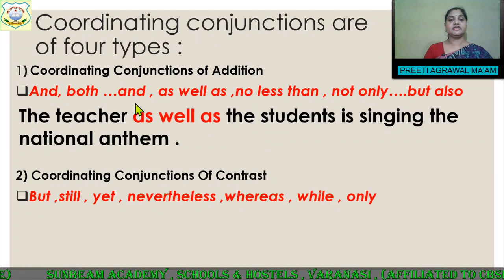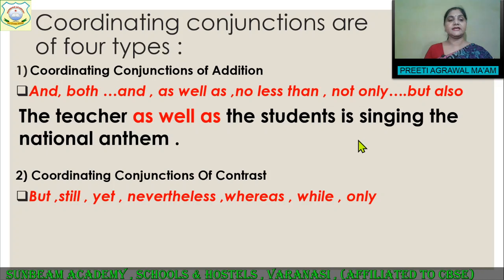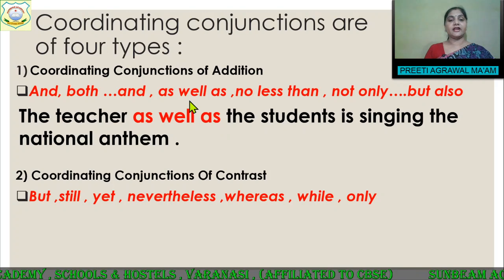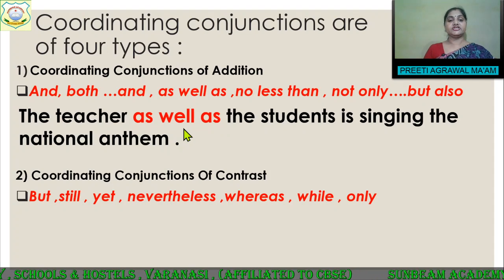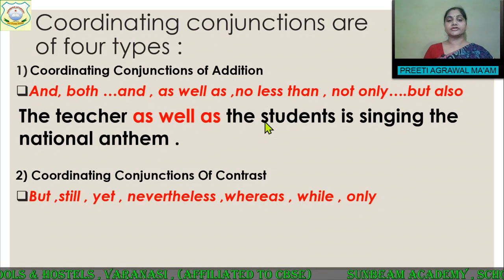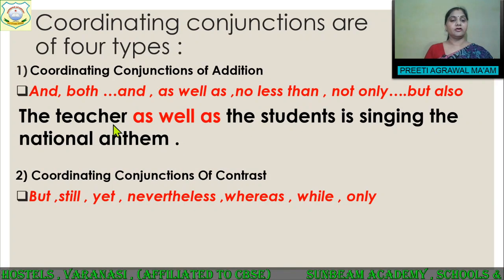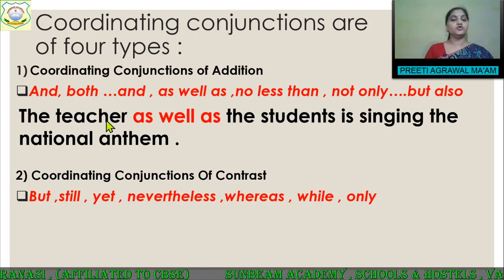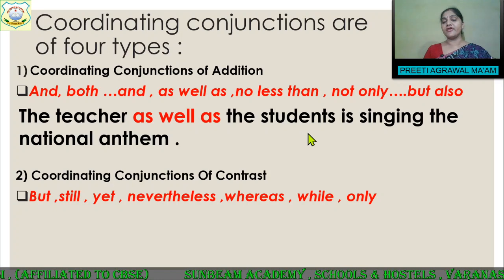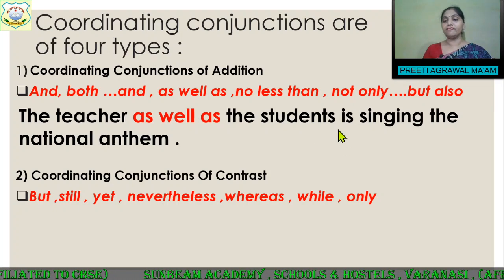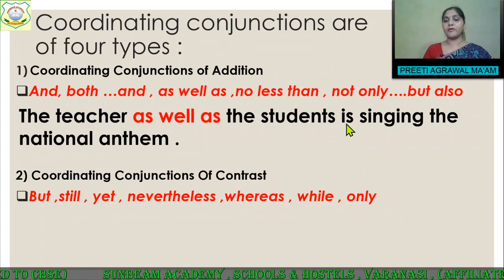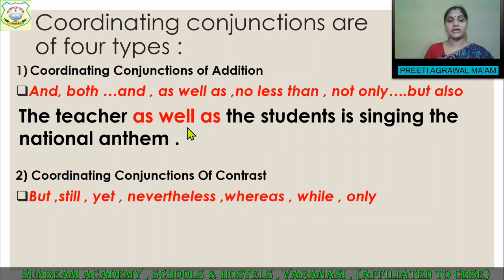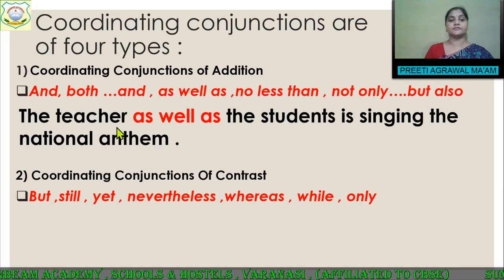As well as: the teacher as well as the students is singing the national anthem. Here, whenever you use as well as, this conjunction is used whenever there are two subjects. You can see the two subjects. We are talking about the teacher, and we are also talking about the students. So whenever two subjects are there, you have to be very careful about your verb. Here, what verb have I used? I have used here the verb is, which has been used according to the first subject.